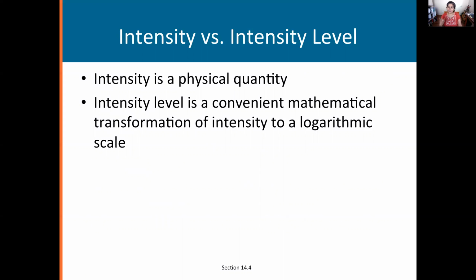So intensity is a real physical quantity. That's the rate at which energy flows across a given area. The logarithmic scale, on the other hand, is an intensity level. So it's important to distinguish between these. What is intensity versus intensity level? Intensity level is going to be decibels.